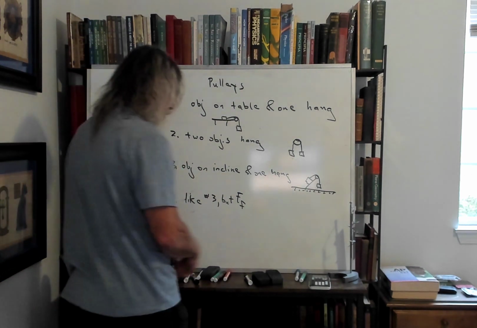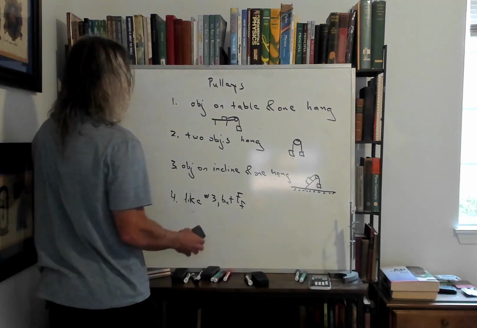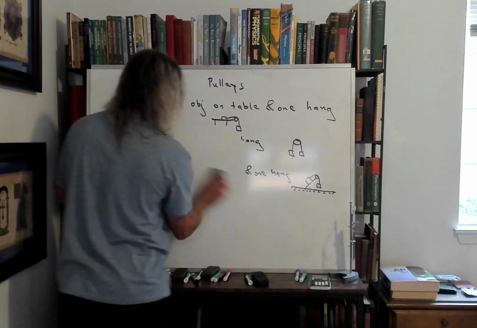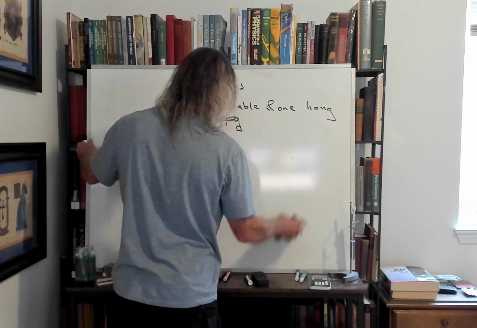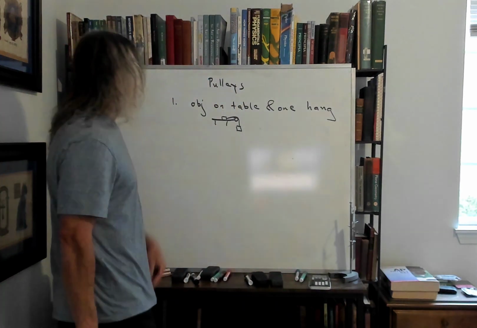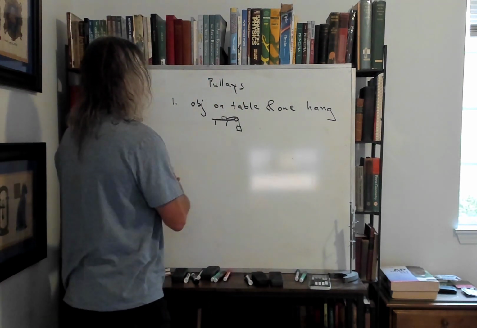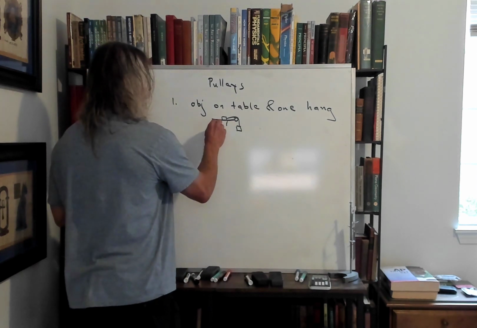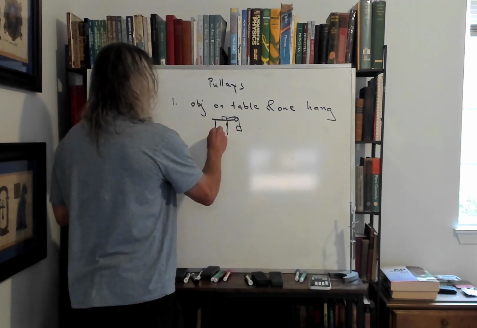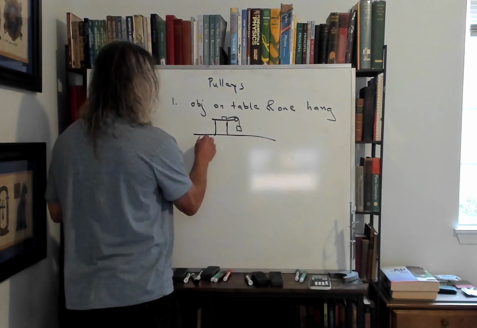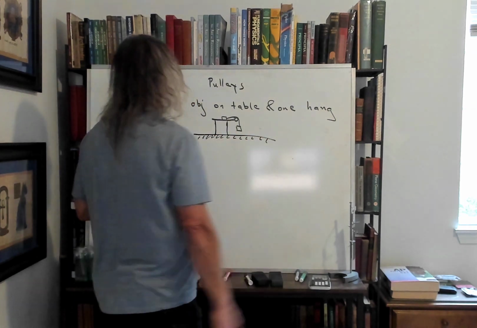The first thing. Object on the table, one's hanging. So here in this beautiful diagram, legs will need to be a little longer. Ground. Okay.